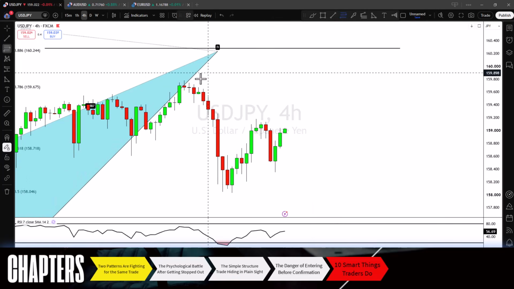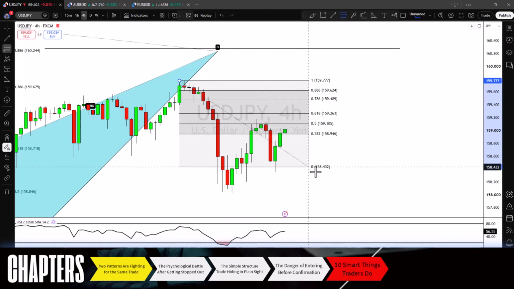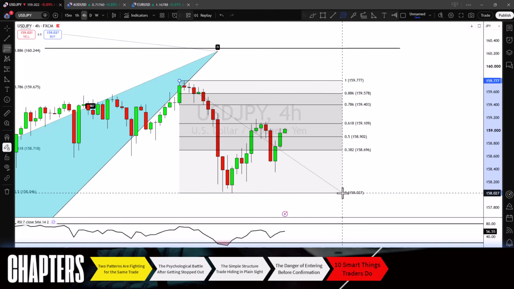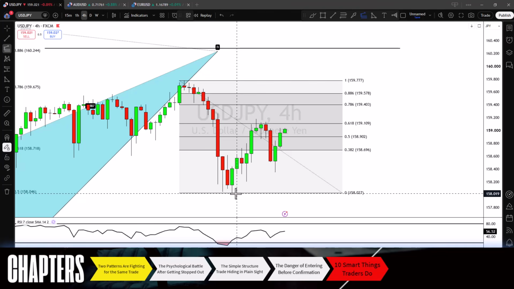And it looks like this is going to be either a bat or a Gartley. I'm going to say Gartley. I prefer it to be a bat, but let's just see what we have here. Oh yeah, it hits the 618, so potential Gartley pattern, which is going to give us a horrible risk reward, but that's a story for another day.